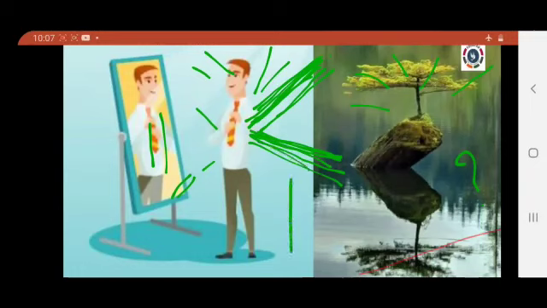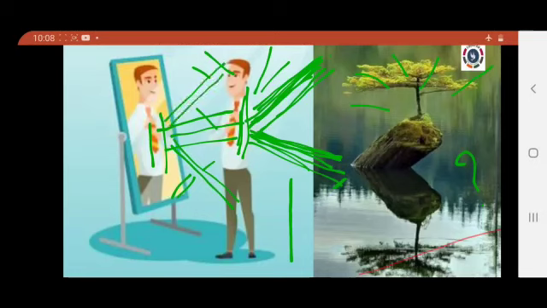Imagine that this is a mirror. Now the light rays from the object fall on the mirror and are reflected back. That's why we can see. That's why we can see our face in the mirror.